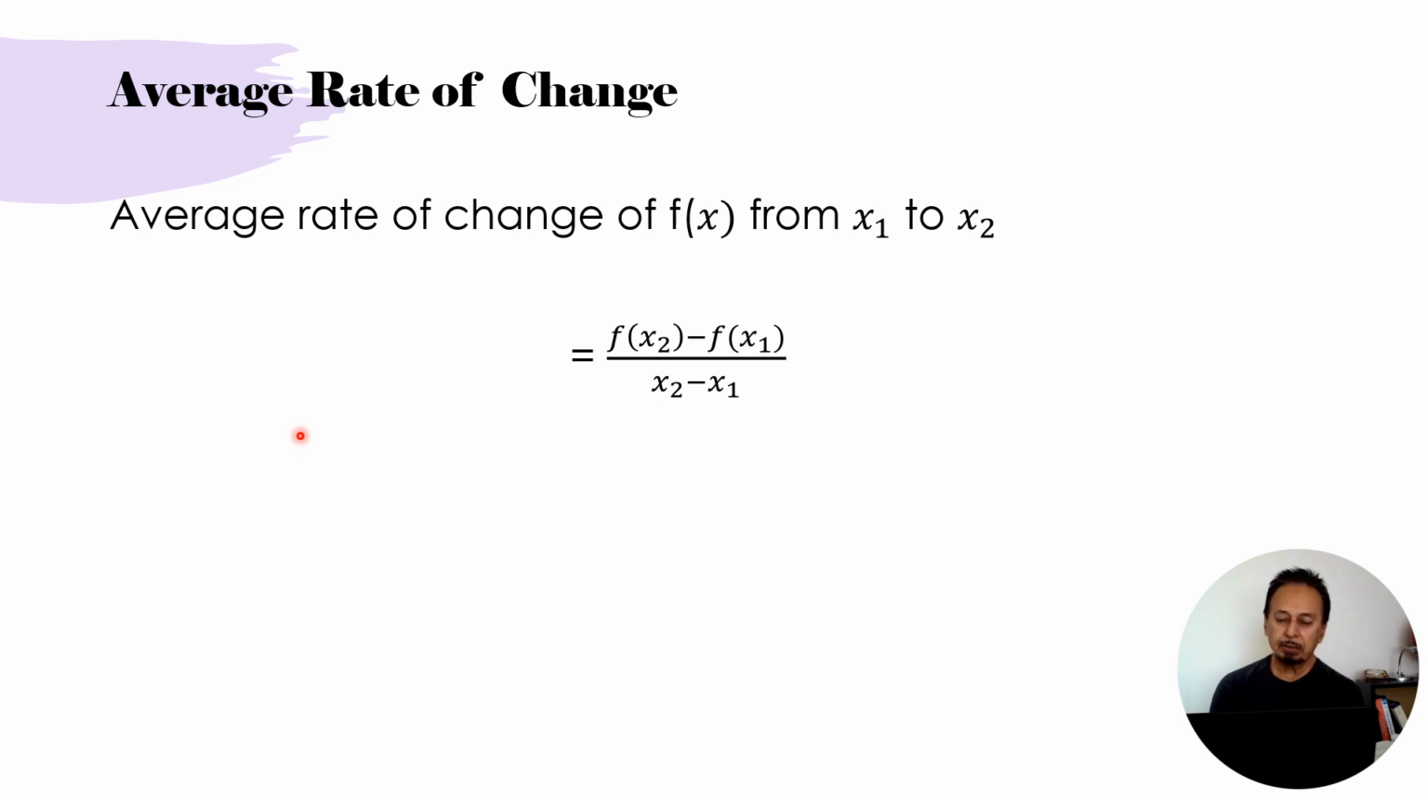Next, we're going to learn how to find the average rate of change. The average rate of change of a function f of x from x value x1 to x value x2 is simply the function value evaluated at x2 minus the function value evaluated at x1, divided by the difference of the x values, x2 minus x1.